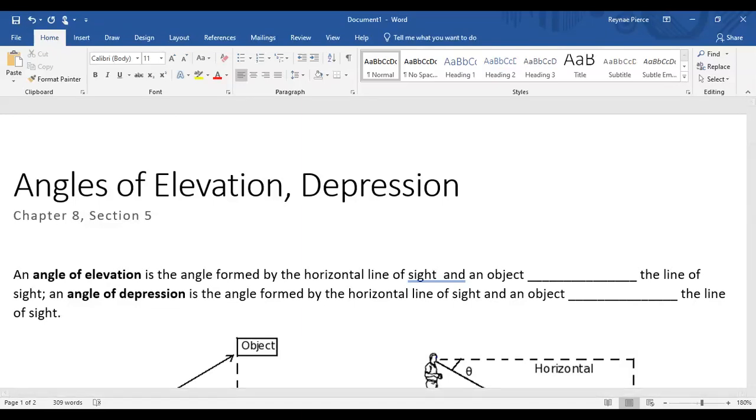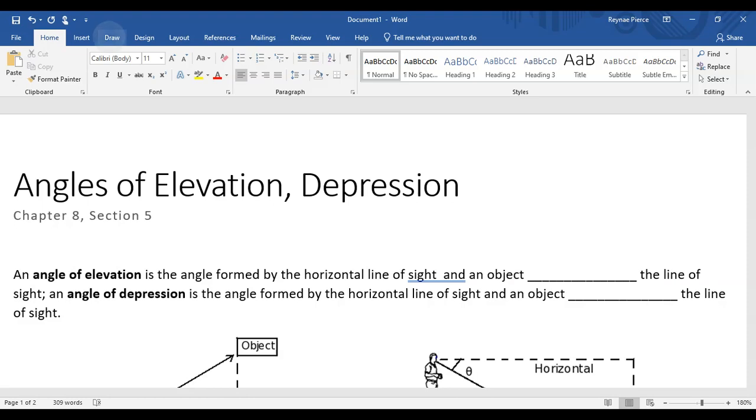Okay, the last section of chapter 8. These really are just more extension or application problems for right triangle trig. Okay. First, we're going to talk about the vocab, angles of elevation and angles of depression.